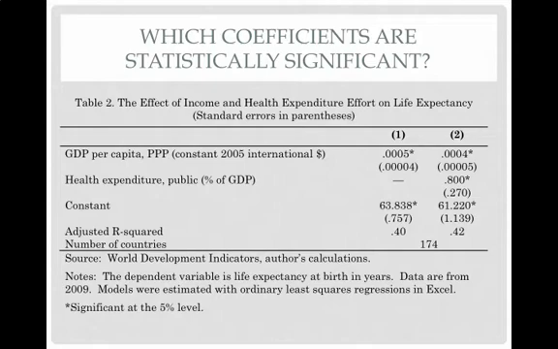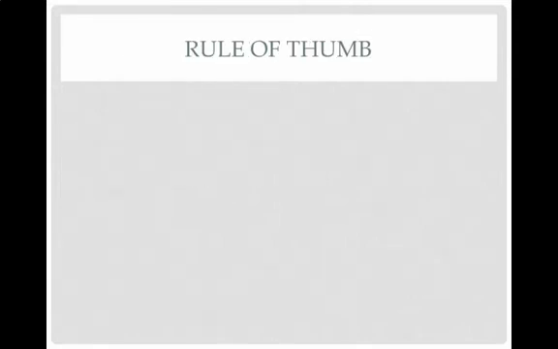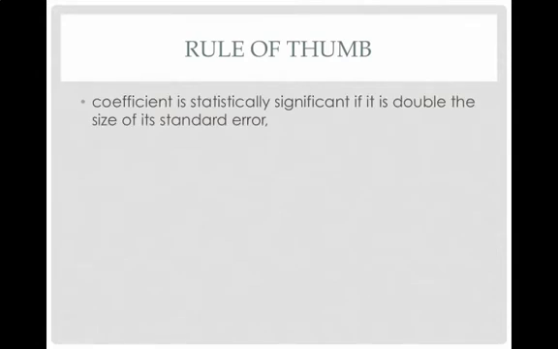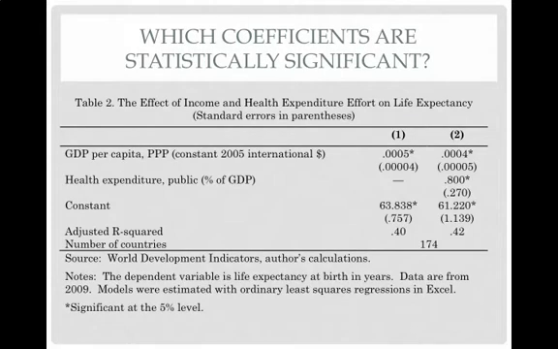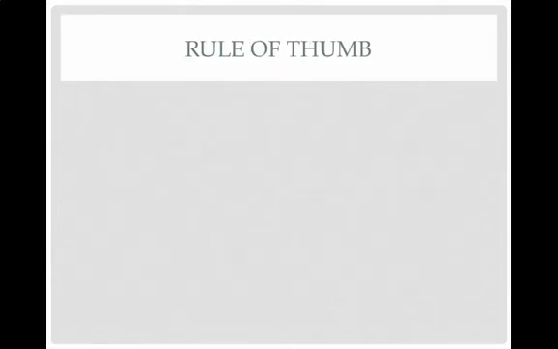We discussed in the last lecture that the ones with the asterisk were significant at the 5% level, but how did I know that? Well, there are two rules of thumb. One is that the coefficient is statistically significant if it is double the size of its standard error. Let's go back. Okay, so this one is definitely double the size. This one is double the size. They're all double the size. So that's why it looks like they are statistically significant.